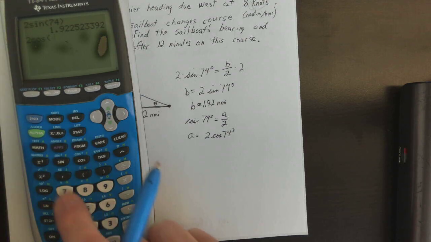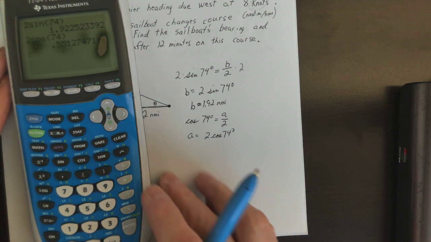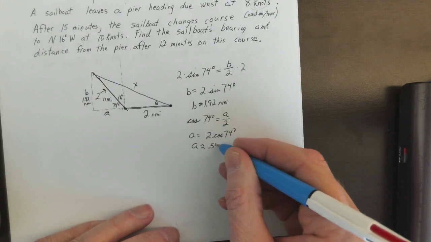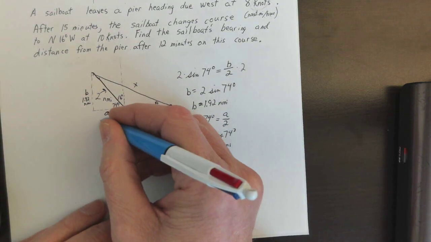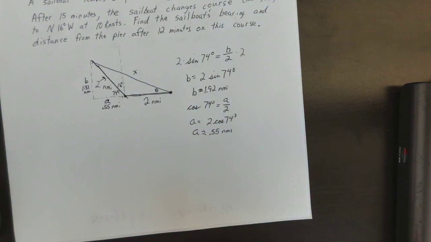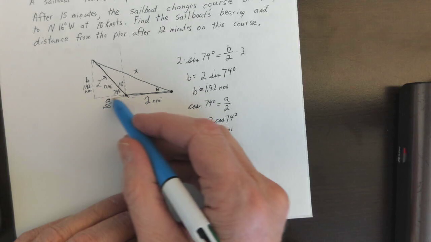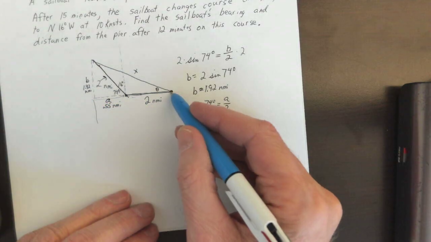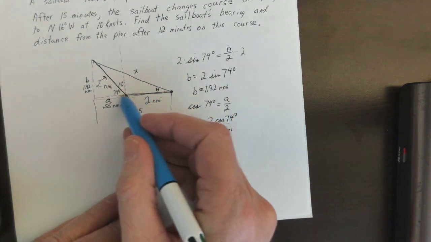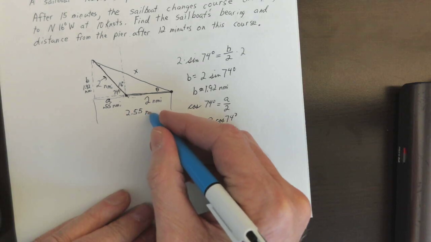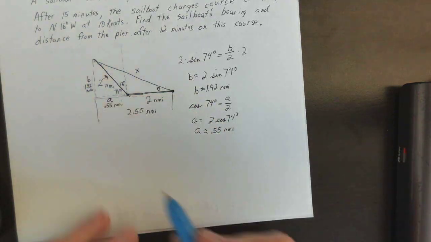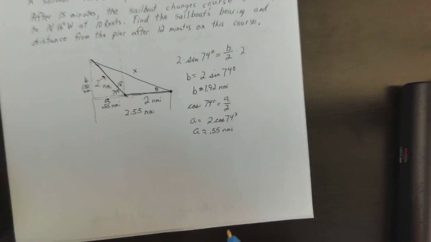2 cosine 74 is 0.55. A is approximately 0.55 nautical miles. So this is 0.55 nautical miles. Now, I think I'm good to find theta because now this whole side here is 2.55. The entire western parameter there is 2.55 miles. The northern parameter is 1.92 nautical miles.